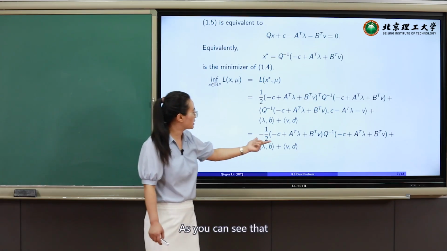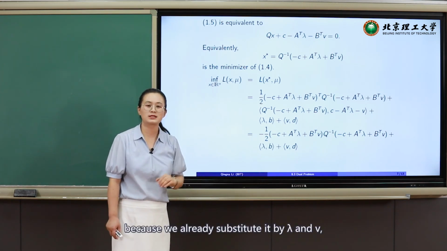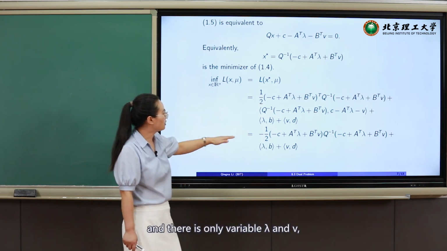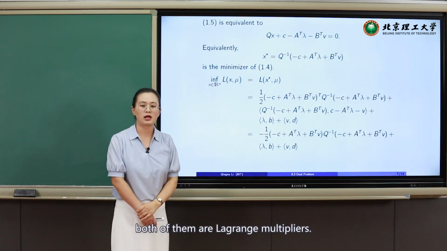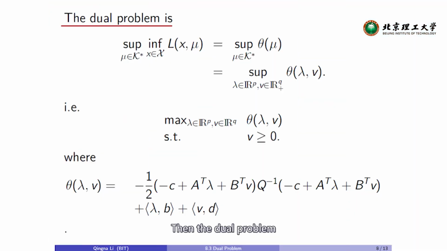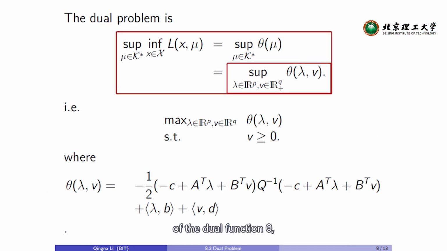As you can see, in this dual objective function, x is cancelled out because we already substituted it by lambda and v. There are only the variables lambda and v, both of which are Lagrange multipliers. Then the dual problem is that we take the supremum of the dual function theta, where the variables lambda and v should lie in the dual cone K star.